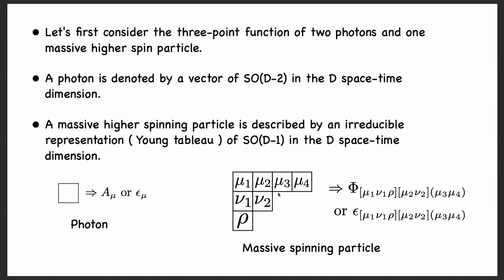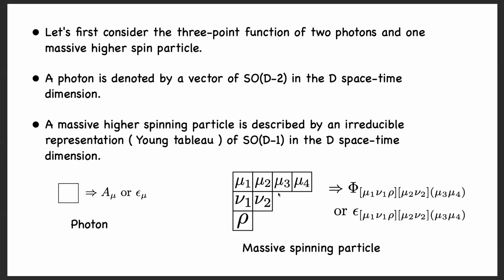So any massless or massive particle given here is an irreducible representation of the SO group, or more precisely the spin group, the double cover of the SO group. Why for the photon is it d minus 2? Does it have something to do with the polarization? Yes, that's what it is. I will come to that.